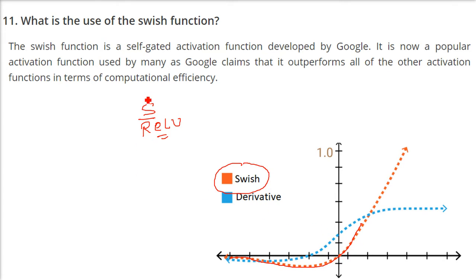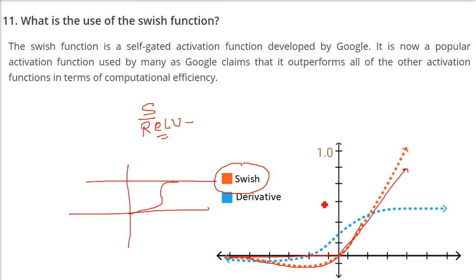So it is now a very popular activation function. The ReLU function will be 0 from the left until the origin, and then it goes like this, a straight line. And this is the sigmoid kind of curve, the S curve. But when we talk about Swish, Google is claiming that it outperforms all the other activation functions in terms of computational efficiency.